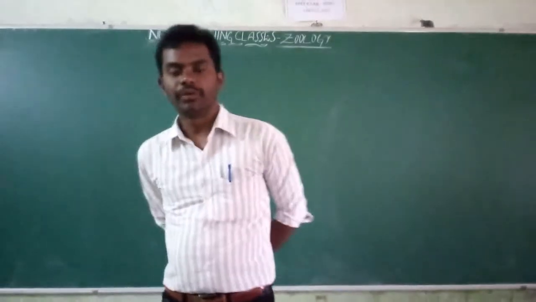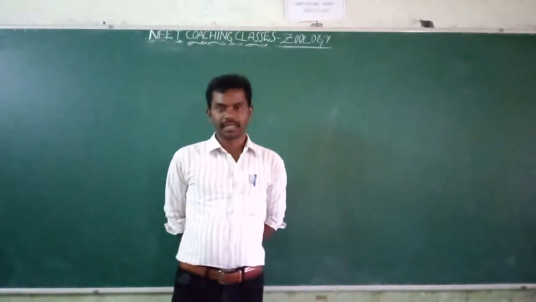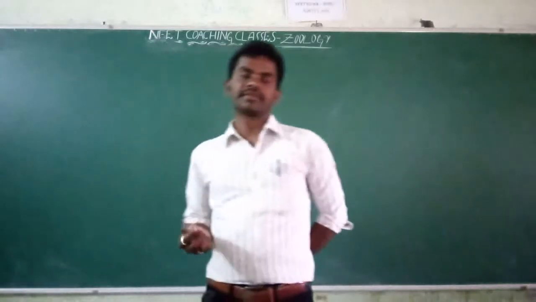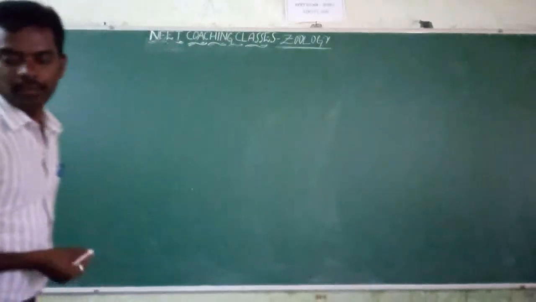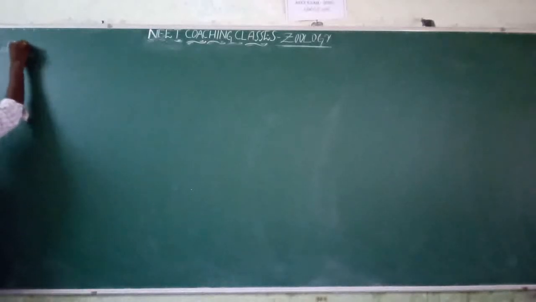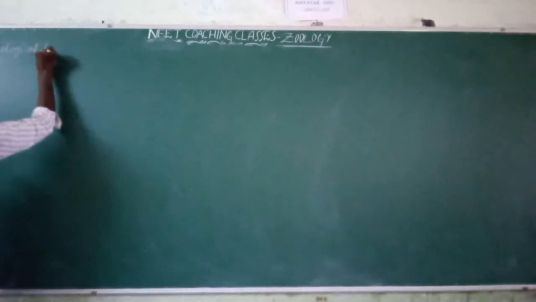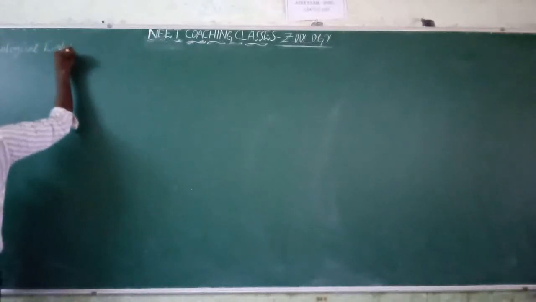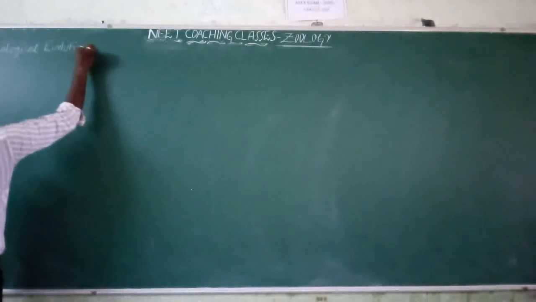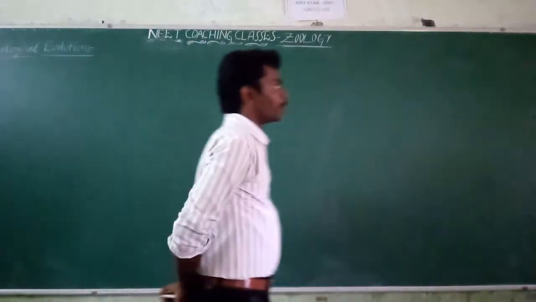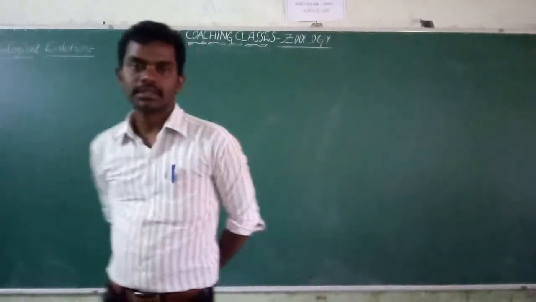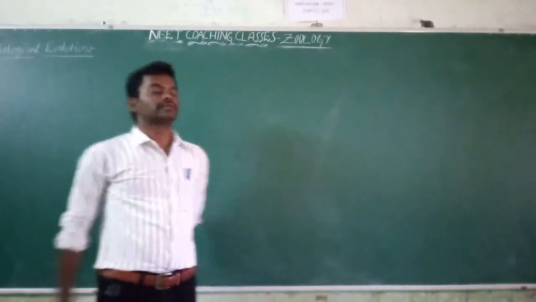In the previous session, we were discussing adaptive radiation and evidences for evolution. And today we are going to discuss biological evolution. Actually, this explains different types of theories for how new types of organisms evolve.